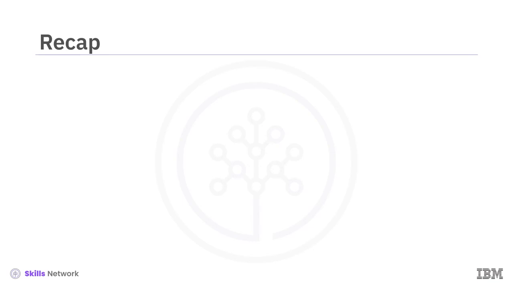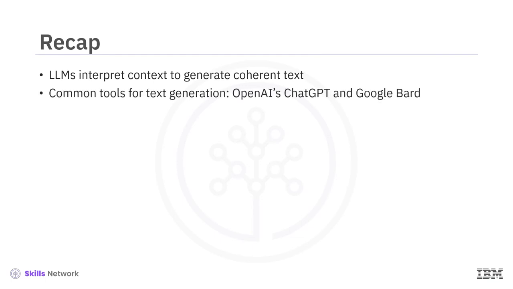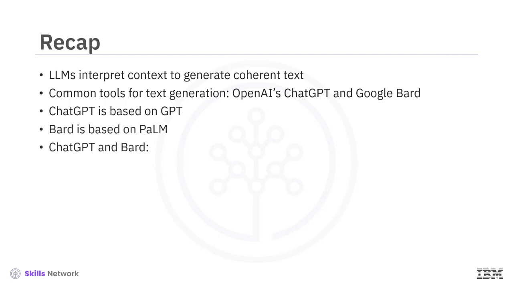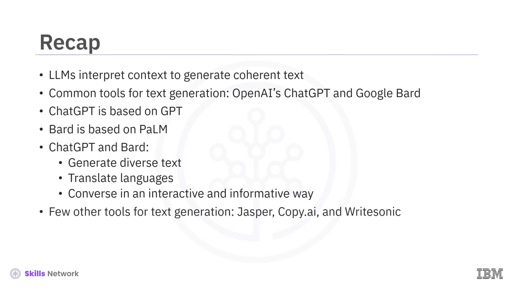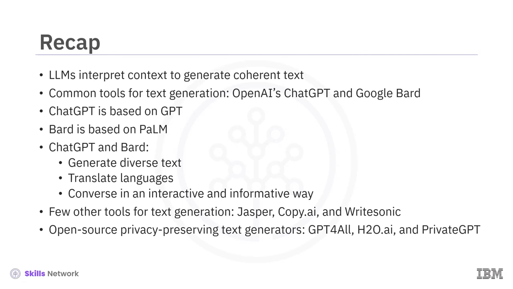In this video, you learned that LLMs interpret context, grammar, and semantics to generate coherent and contextually appropriate text. LLMs are the basis for many text generation tools. Two popular text generation tools are OpenAI's ChatGPT and Google Bard. ChatGPT is based on GPT, and Bard is based on PaLM. Both ChatGPT and Bard can generate different kinds of text, translate languages, and answer your questions in an interactive and informative way. Some of the other tools we talked about include Jasper, Copy AI, Writesonic. Open-source privacy-preserving text generators include GPT4All, H2O AI, and Private GPT.